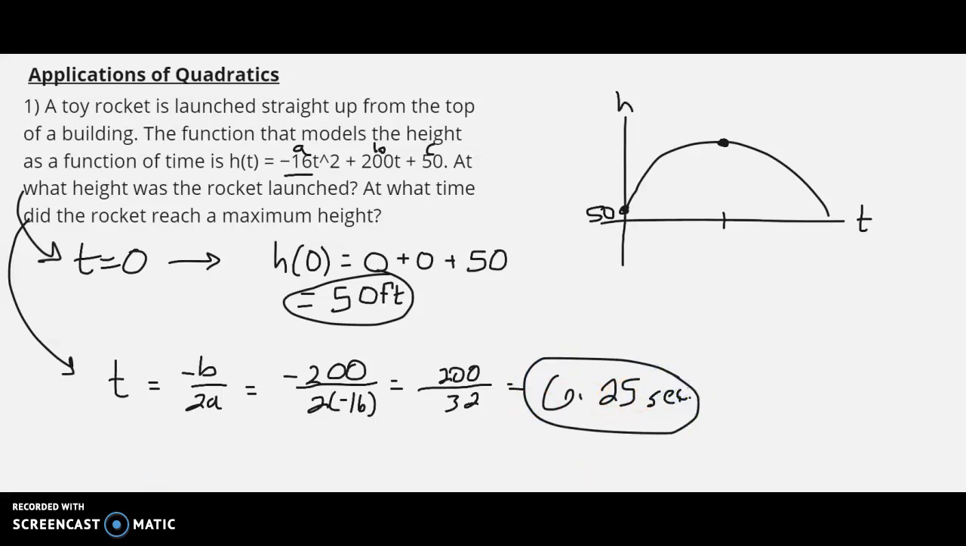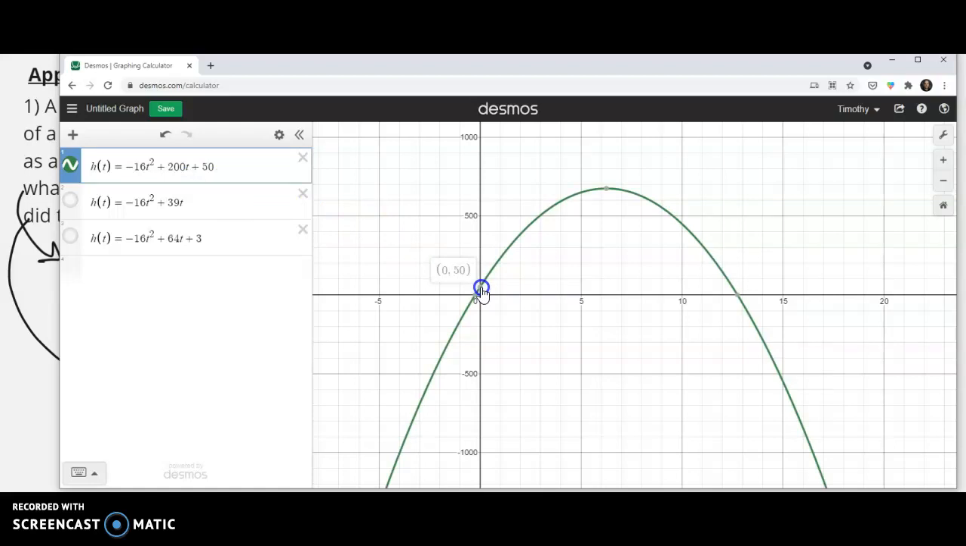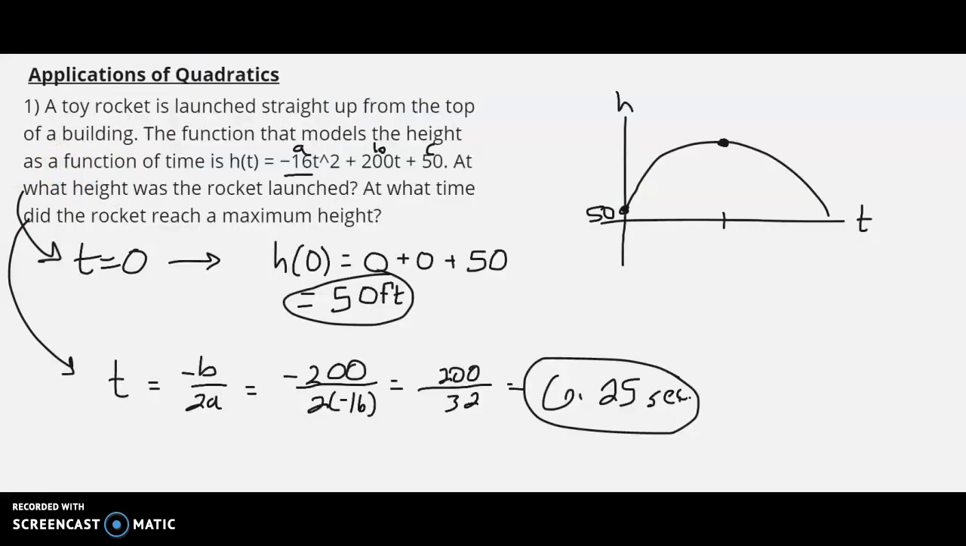Let's look over here at Desmos so you can see it. Here's our first function right here: negative 16t squared plus 200t plus 50. And if I click here, there it is, 0, 50. That's where we launched from. Here's our vertex. If the question asked how high it went, we could answer that: 675 feet. And notice it's happening right here at 6.25 seconds. So always check your work on Desmos. It gives you a good idea how the function itself looks.